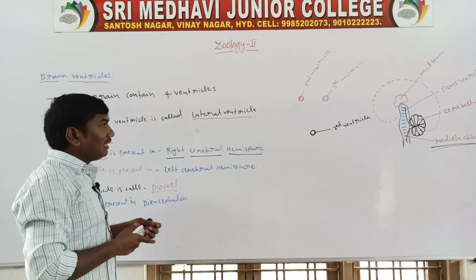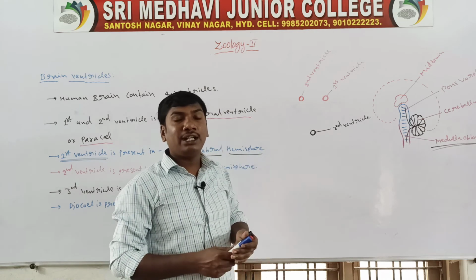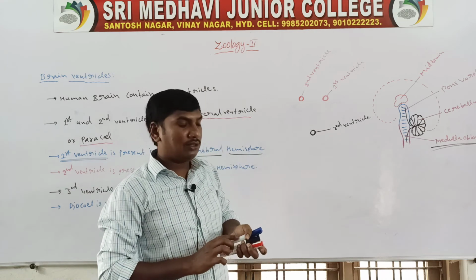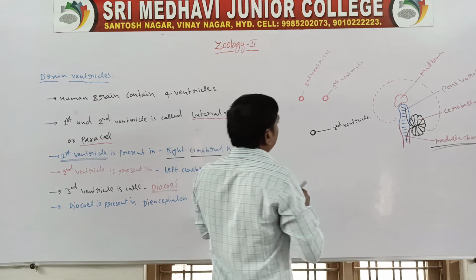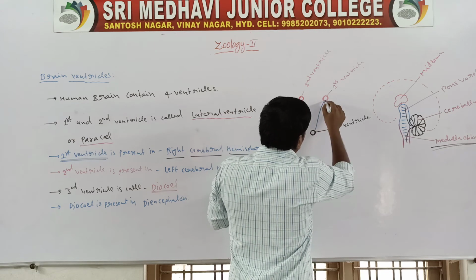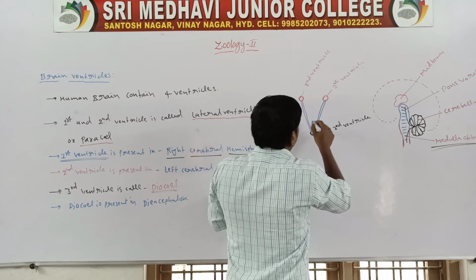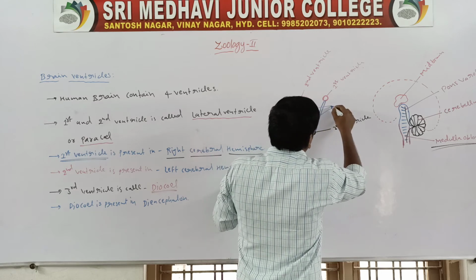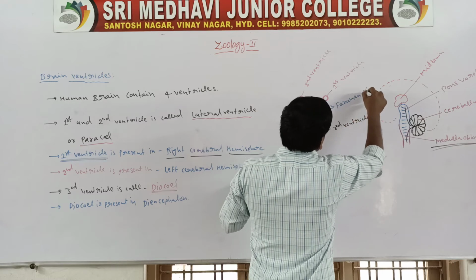Next, the first and second ventricles are connected by two narrow connecting structures, called the foramen of Monro.